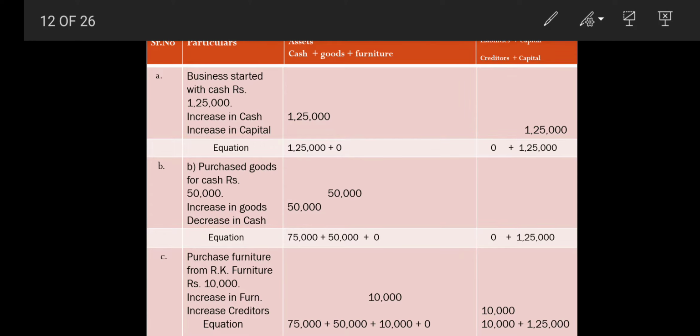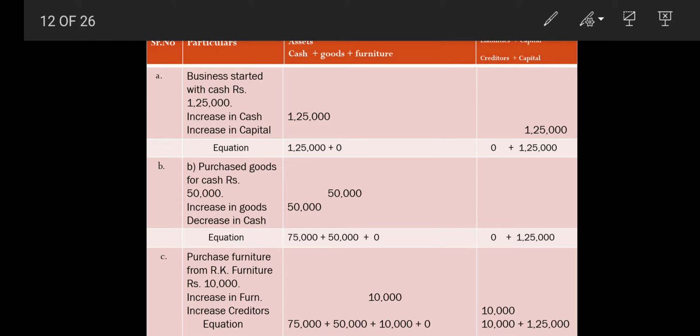Business started with cash rupees 1,25,000. So a new column will be introduced, cash, and the capital will be 1,25,000. At the same time, we are going to introduce purchase goods for cash rupees 50,000. So we are going to increase the goods by 50,000, and at the same time you are going to decrease your cash by 50,000 because we are purchasing the goods for cash.